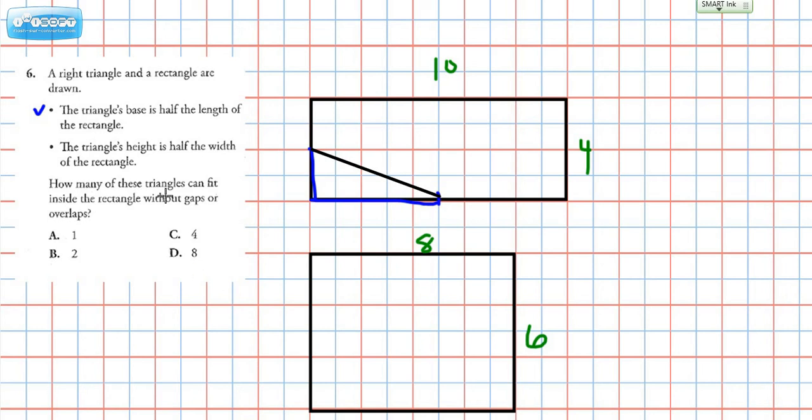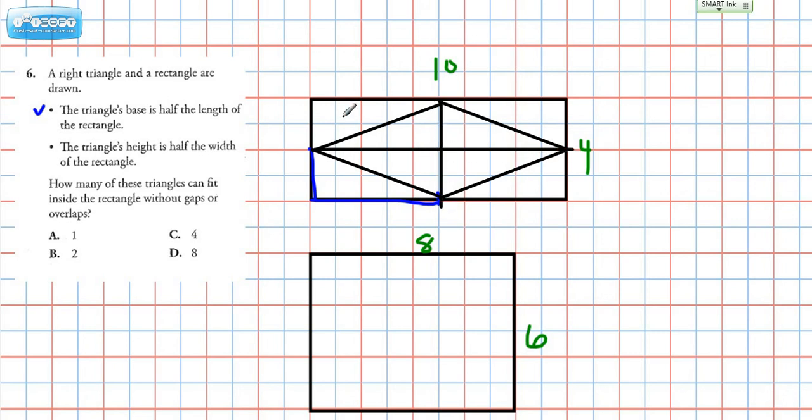So they're asking us how many of these triangles can fit inside the rectangle without gaps or overlaps. Well, if we do another one going this way, let me use the line tool again. Going here. Okay, and then we do the same thing going over here, and then like so. So far we have 1, 2, 3, 4 that we can see. Now what if we did this? Like this, and then like that.